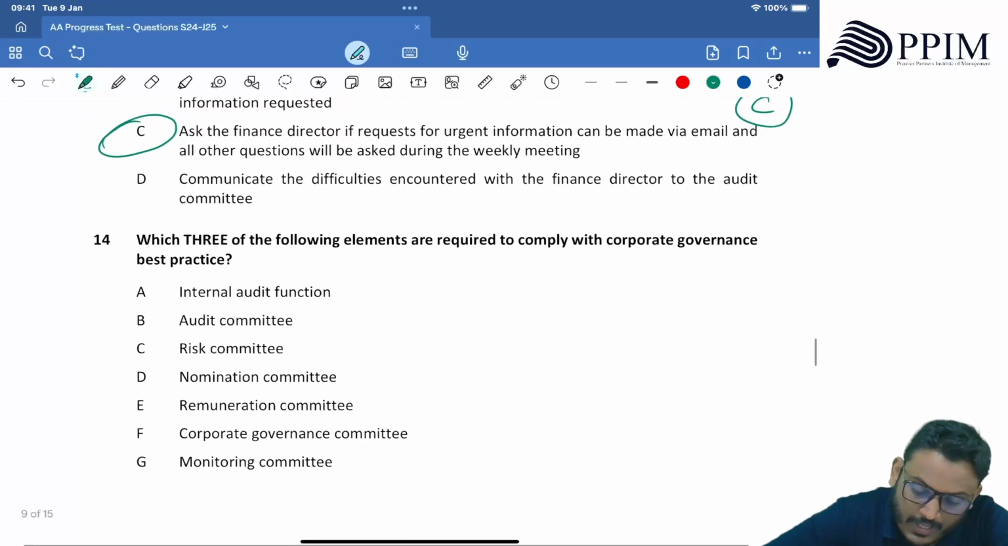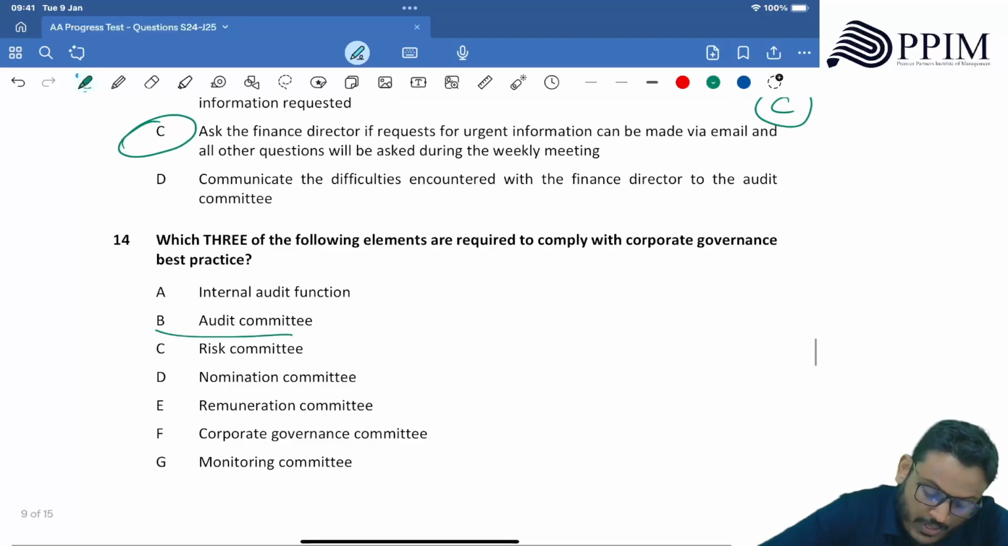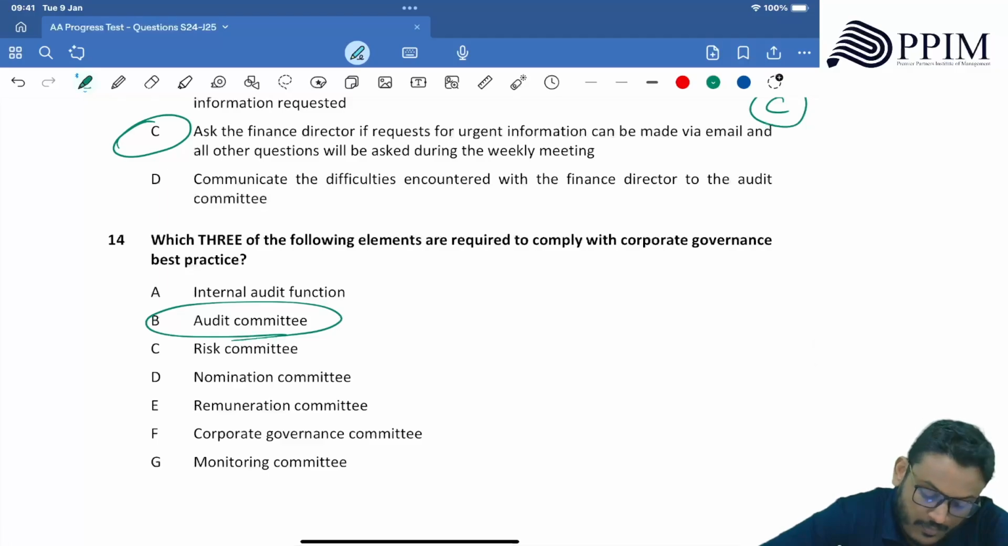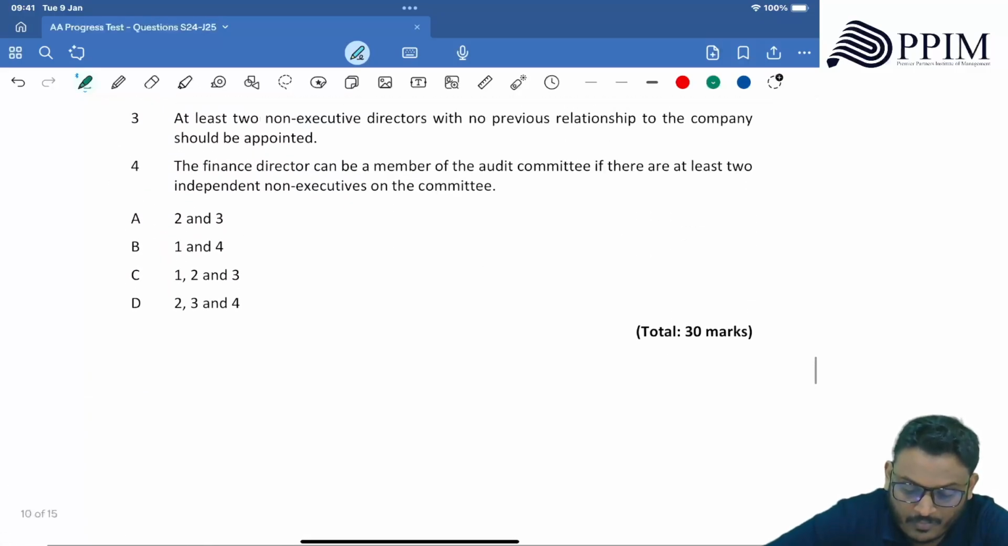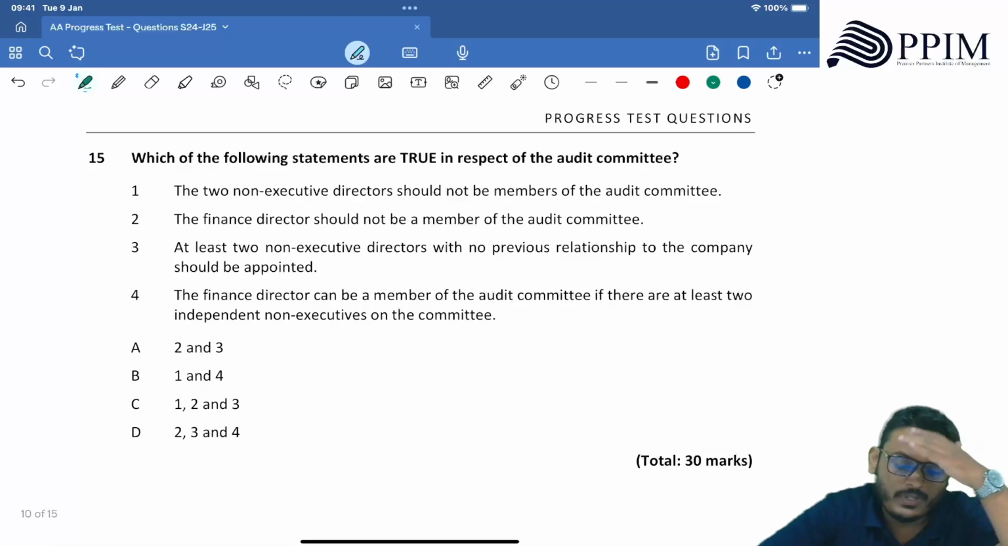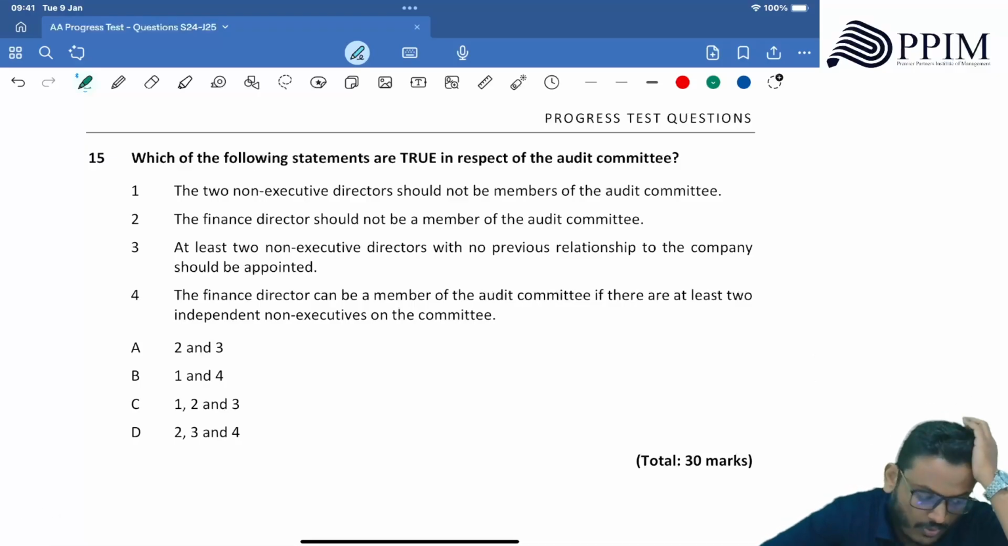Which three of the following elements are required to comply with corporate governance best practice? Audit committee, nomination committee, remuneration committee. Which of the following statements are true in respect of the audit committee? The two non-executive directors are not members of the audit committee, correct? The finance director should not.